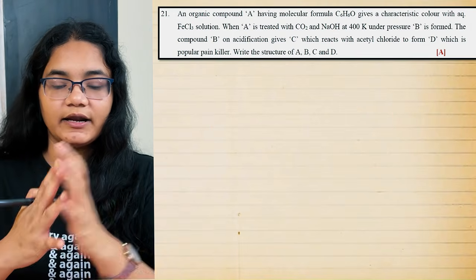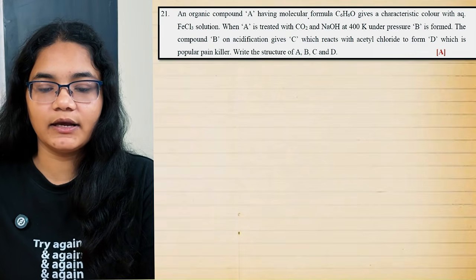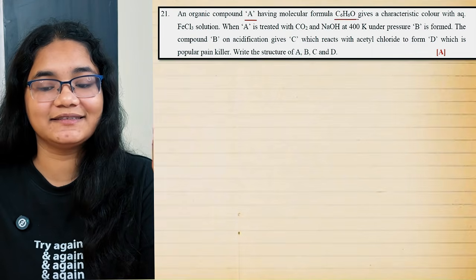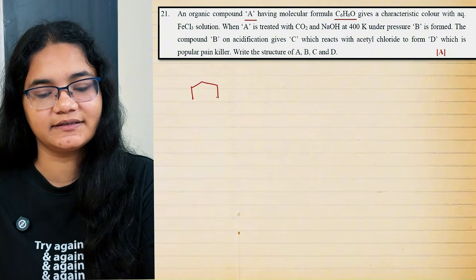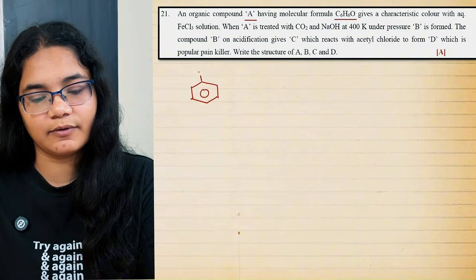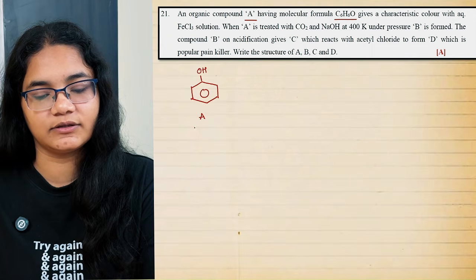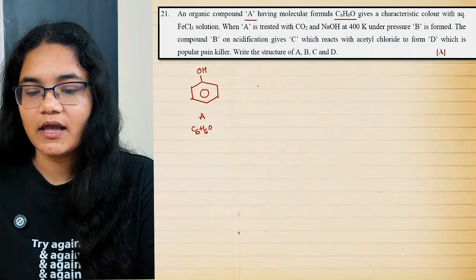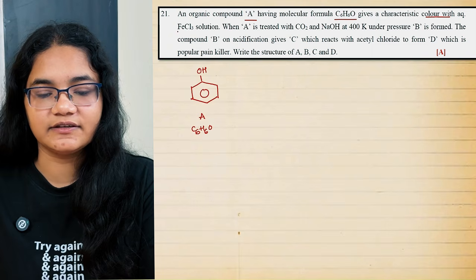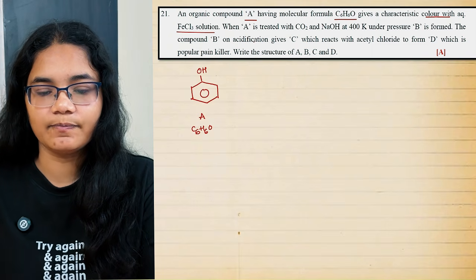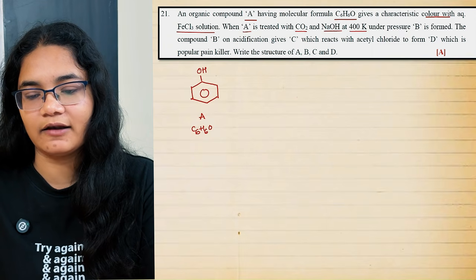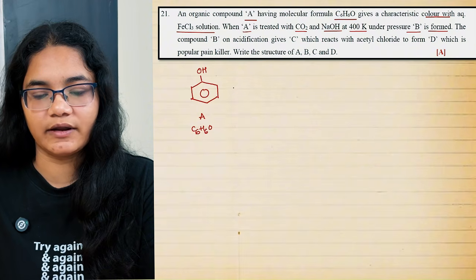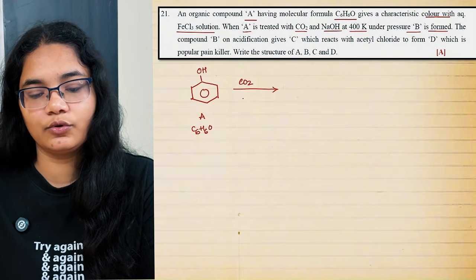Now let's move to the next question, number 21. An organic compound A having molecular formula C6H6O. When you have 6 carbons, there is a high probability that it is a benzene structure. So we have this particular phenol structure. I'm very sure it has to be this one, C6H6O. It gives a characteristic color with aqueous FeCl3 solution, so this confirms that A is phenol. Now when A is treated with CO2 and NaOH at 400 Kelvin under pressure, B is formed.